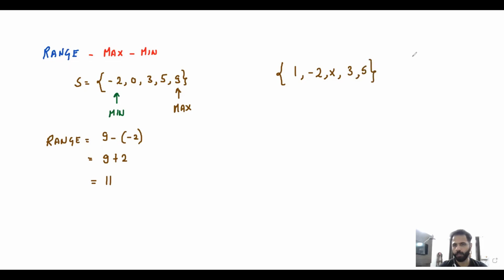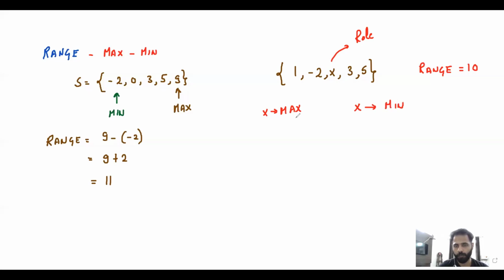Now, if the question tells you that the range of this set is equal to 10, there are two possibilities. First, note that if the x would not have been there, the range would have been 5 minus -2, that's 7. But the range is 10. That means x will play a role in your range. Now, how can x play the role? The x can be either maximum or the x can be minimum.